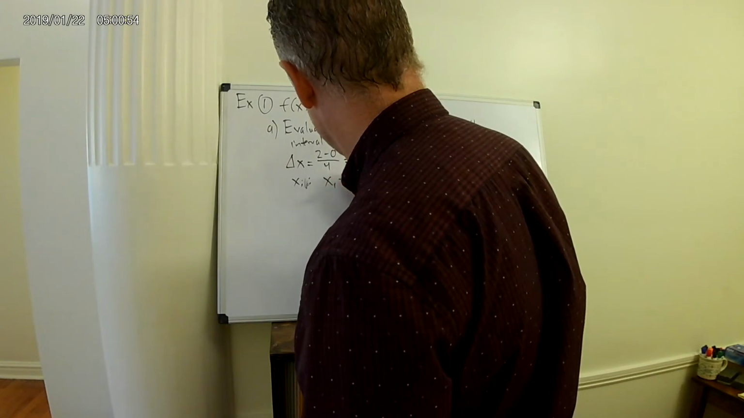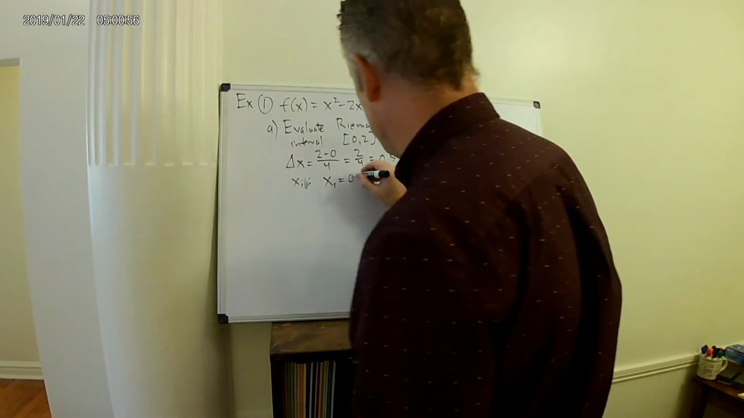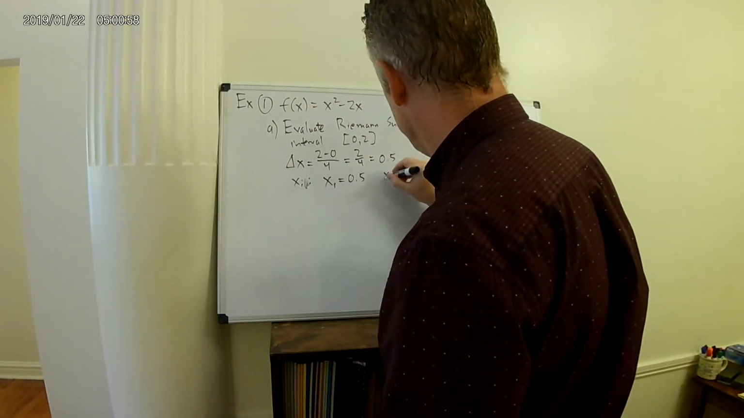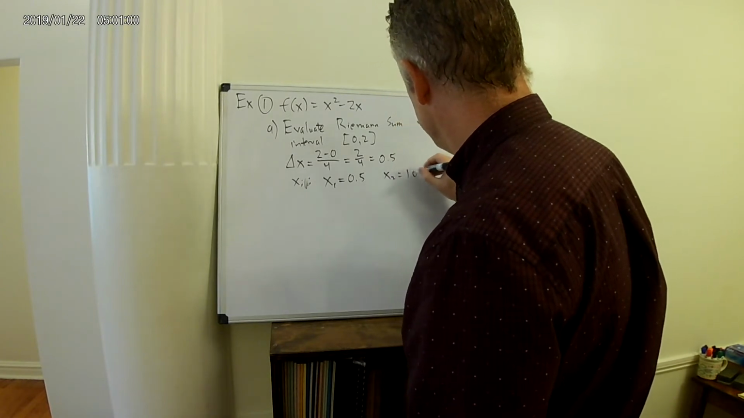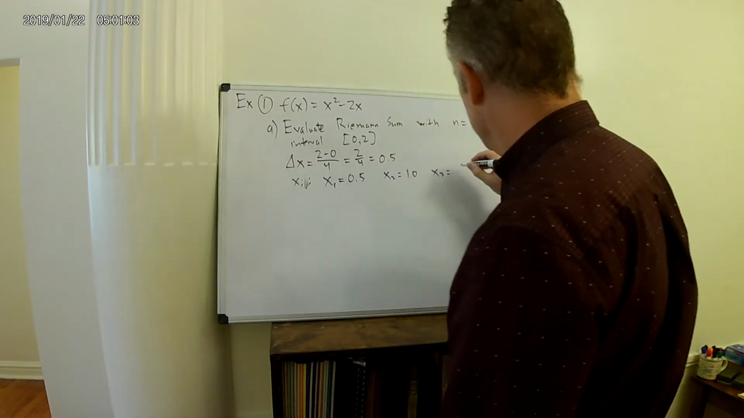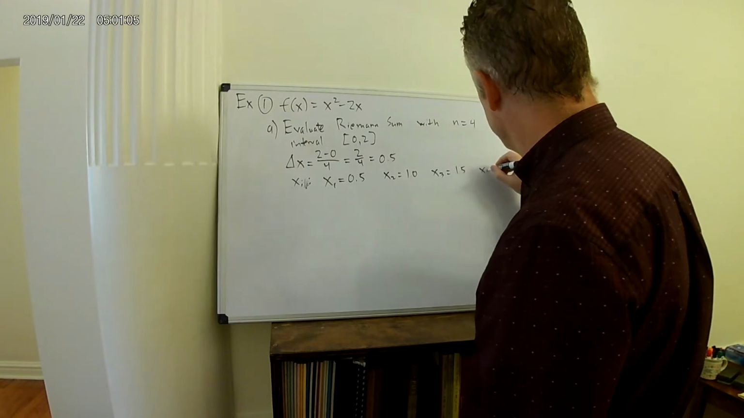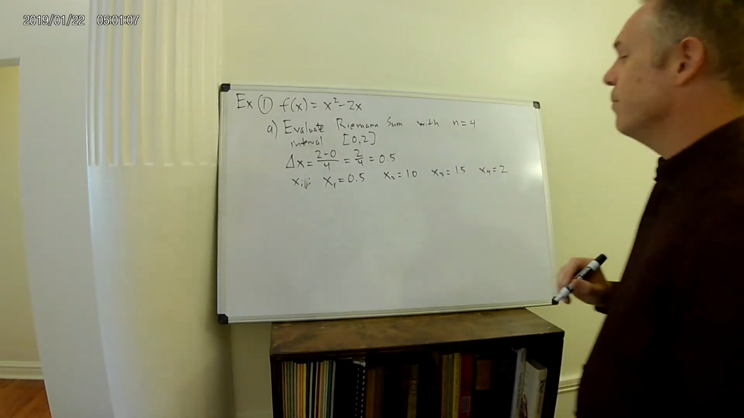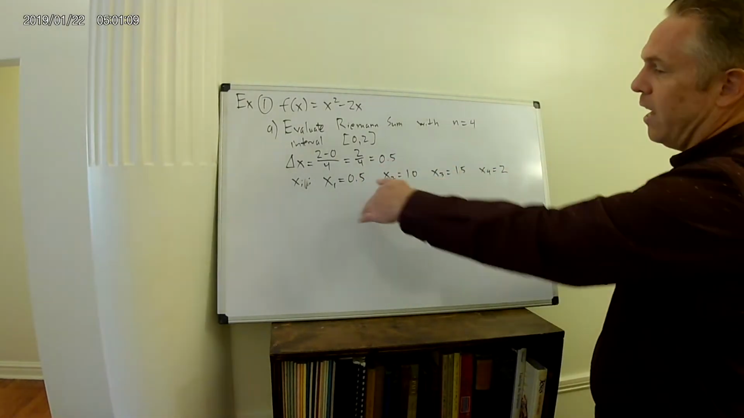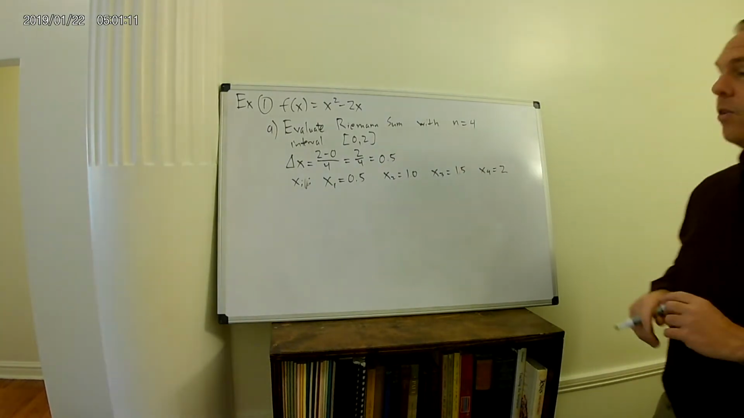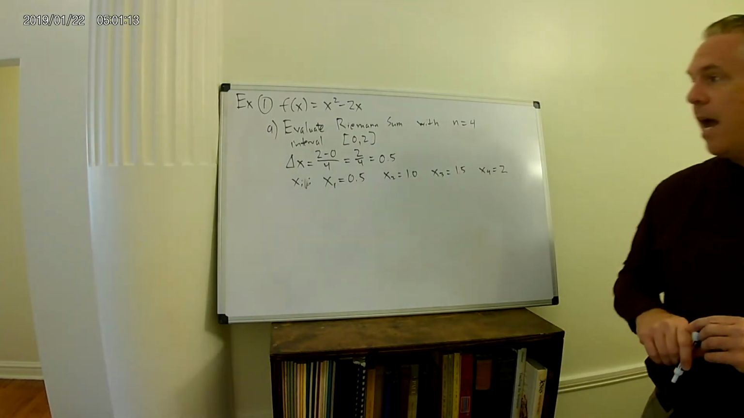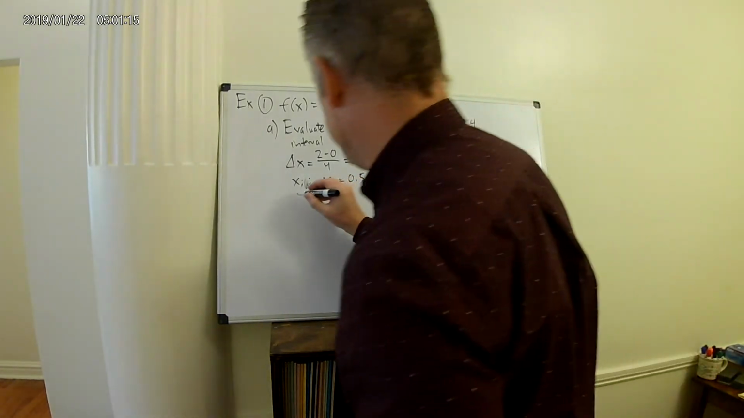So what are our x sub i? x sub 1, the first sampling point, is going to be 0.5. x sub 2 is 1.0. x sub 3 is 1.5. And x sub 4 is 2. So these are the different points at which we'll evaluate the height of our rectangles to determine the area under the curve. And now we can use our Riemann sum formula.